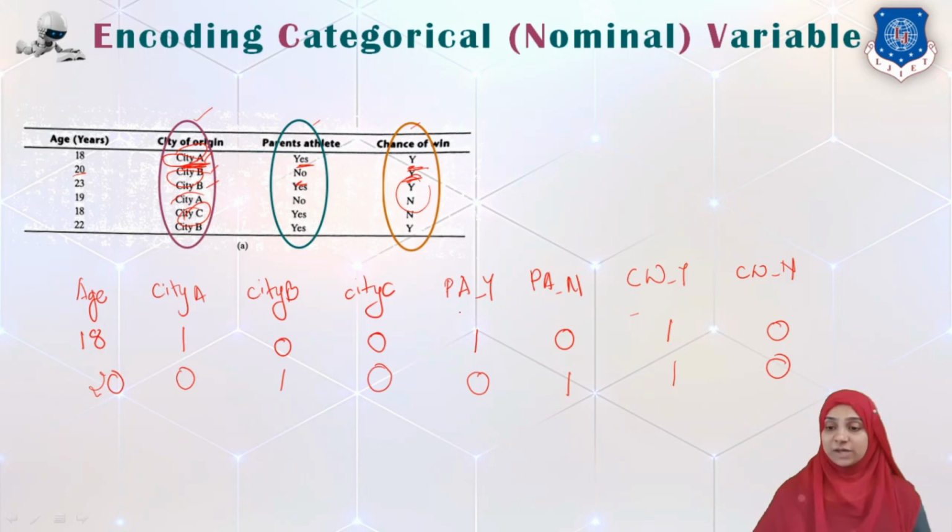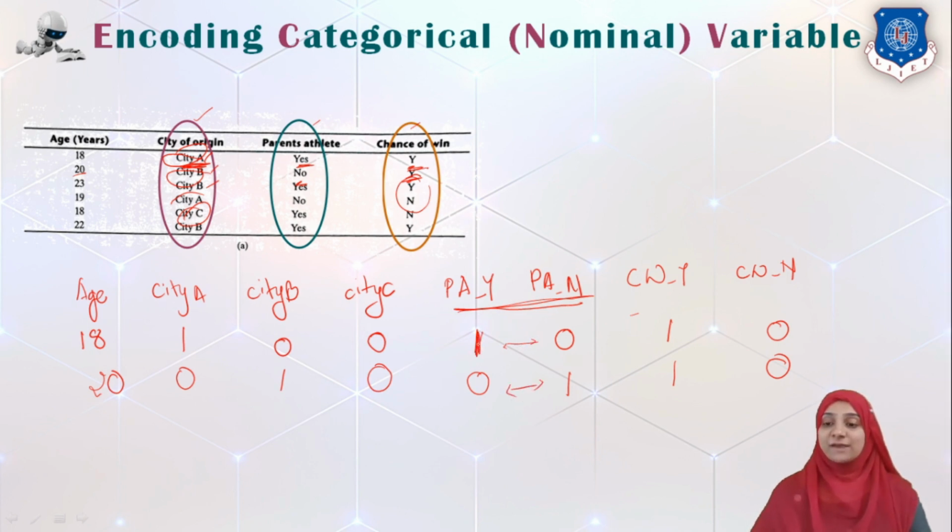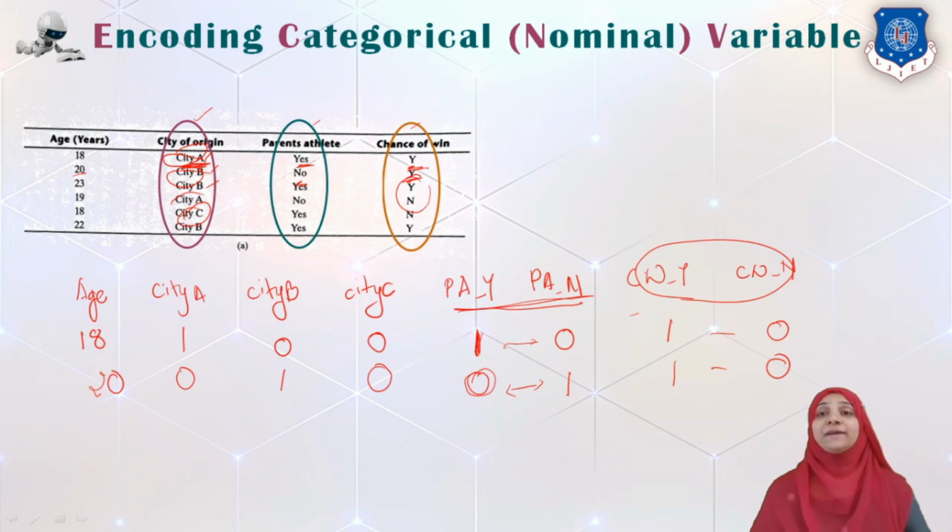If you observe carefully, these two attributes, or these two features, are always complements of each other. That means whenever I have value 1 here, I have value 0 here, and whenever I have value 0 here, I have only 1 here. So instead of creating two different features, we can create only one feature, parent athlete, with binary values: 1 for yes and 0 for no. And similarly, we can have chances of win. Yes and no are also always complements of each other, so we can combine these two and represent the two different values of the original attribute.